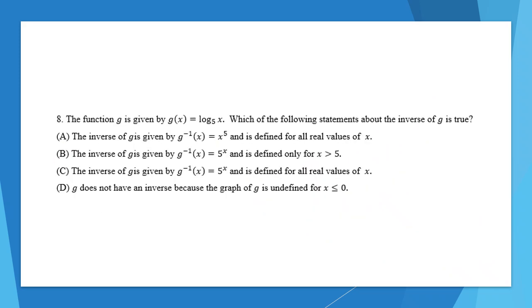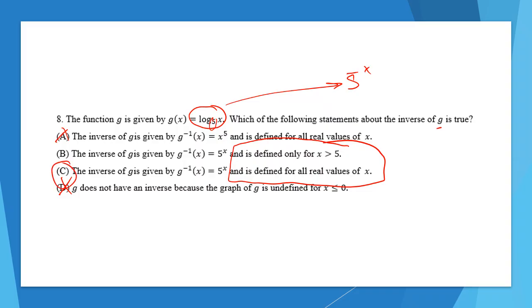Number 8, the function g is given by log base 5 of x. Which of the following statements about the inverse is true? Well, we know the inverse is going to be with the same base, so 5 to the power of x, and then we can eliminate it to B or C. But what is the domain? When is it defined? And remember, any exponential is defined for all real numbers, so C is the correct answer.